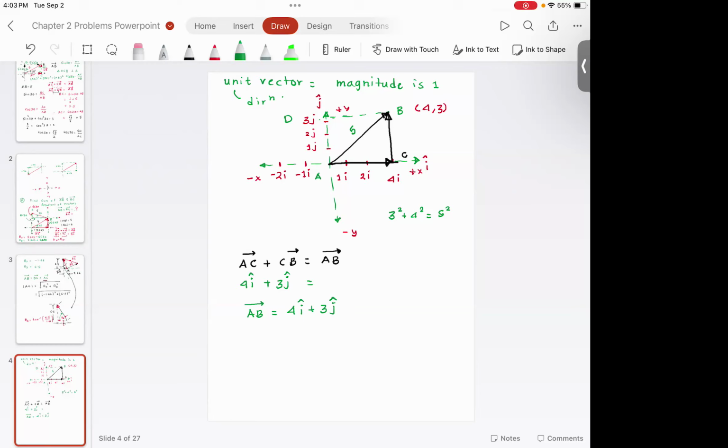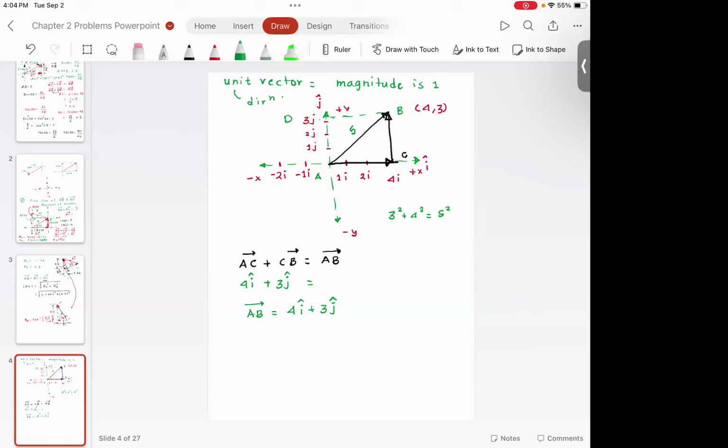You agree with me? The unit vector in x is i, the unit vector in y is j. 4i, 3j. Now I need to go from A to B. Somehow I need to find the unit vector in the AB direction. This AB direction is neither along x nor along y. You agree with me? So I need to find the unit vector of AB. And how do I find the unit vector of AB?